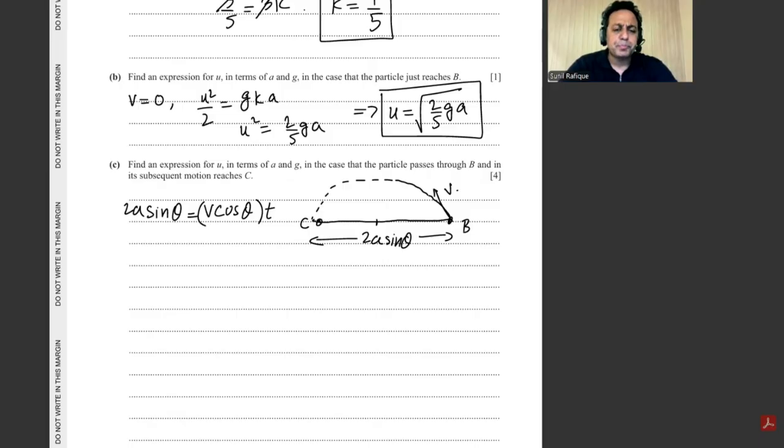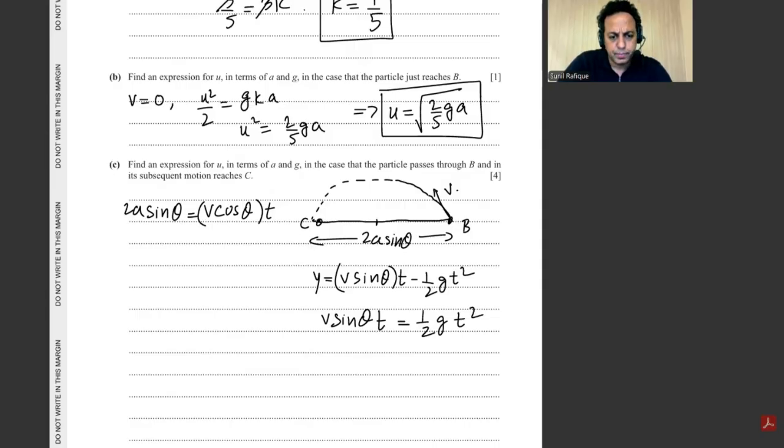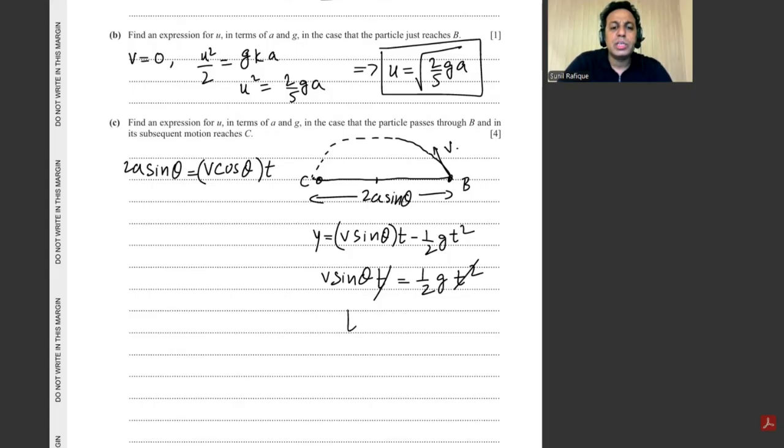Okay, so how do we get that? We can use the vertical displacement equation, but that's just going to be 0 because the particle reaches C. So let's just do it. y will be v sine theta t minus a half gt squared. So put y as 0, so v sine theta t is going to be a half gt squared. So what do we do now? We get rid of one of the t's. So t is just going to be 2v sine theta divided by g.